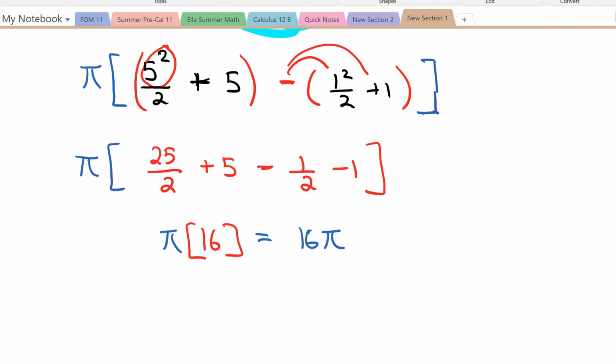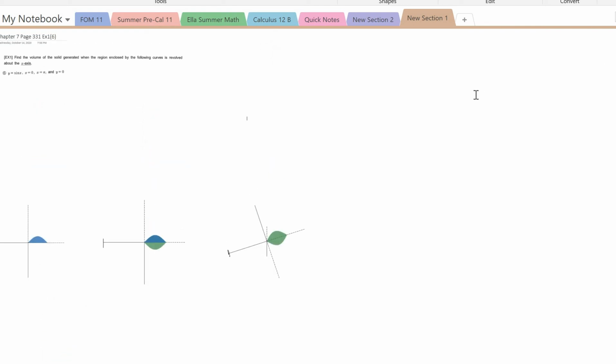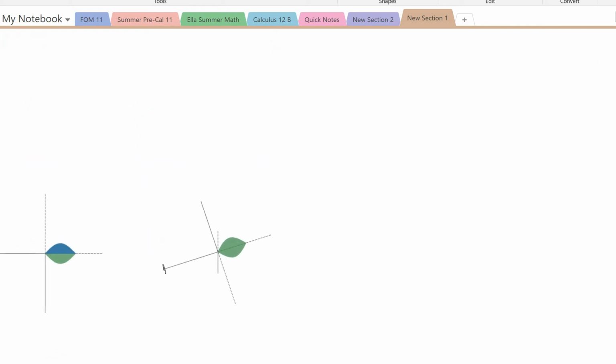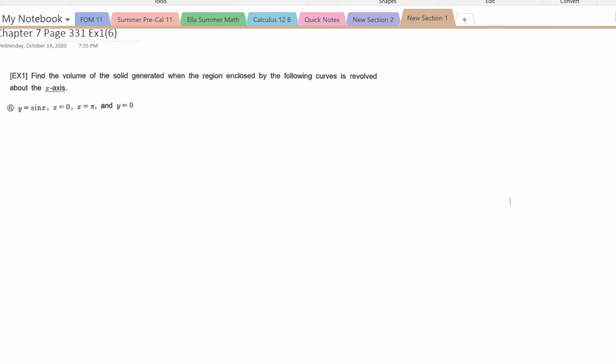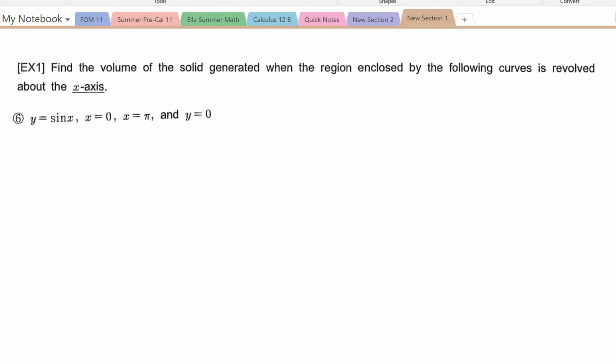Okay, let's move on to the final question for these disk problems when we're rotating around the x-axis. This time I have the function y equals sine x, and I am bounded by the following parameters: x equals 0, x equals pi, and y equals 0.